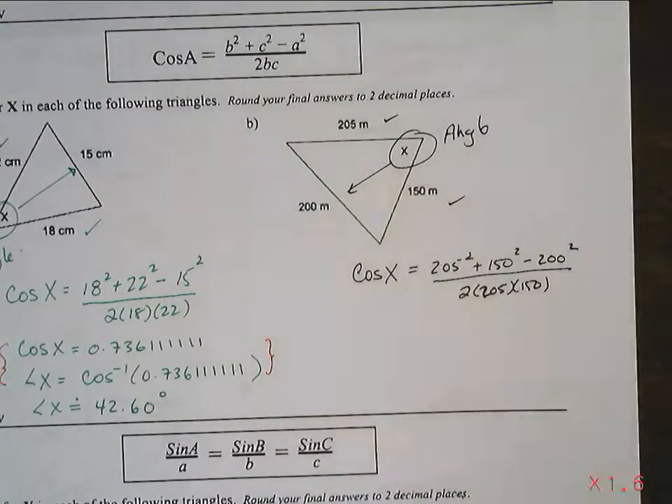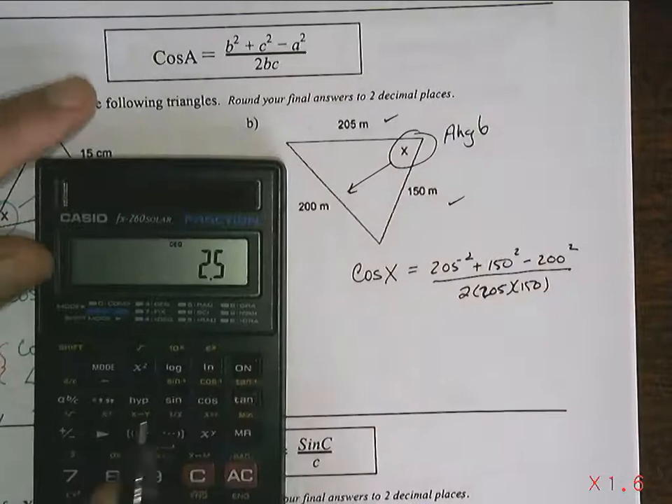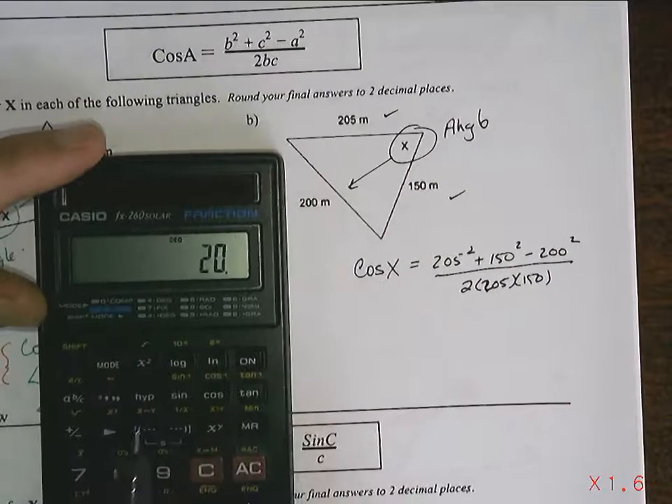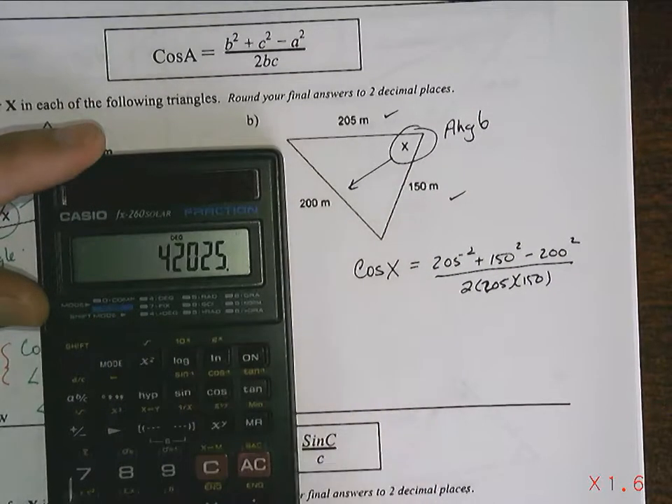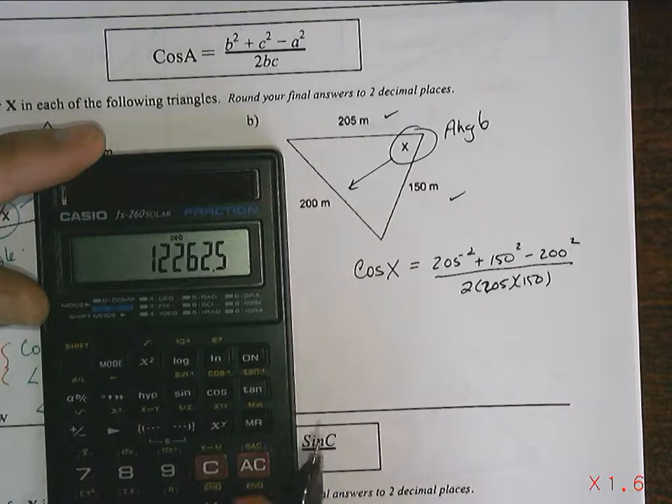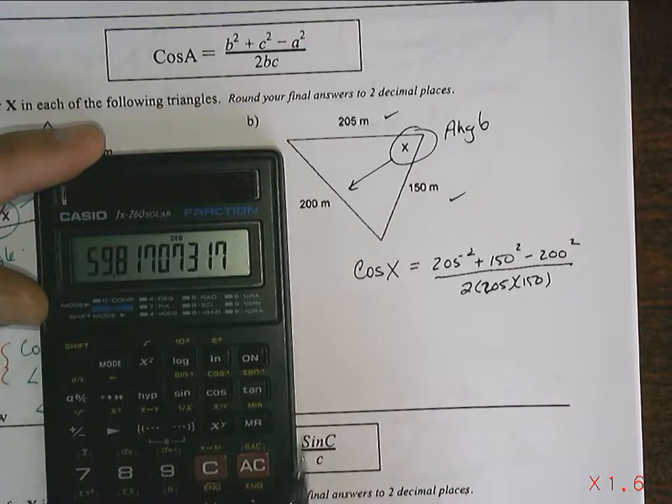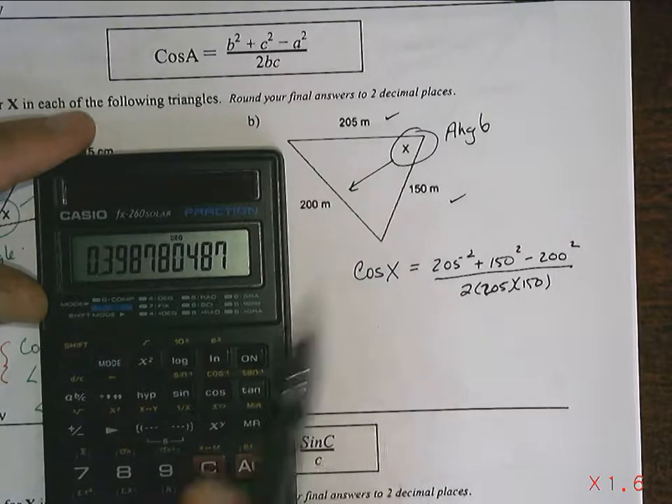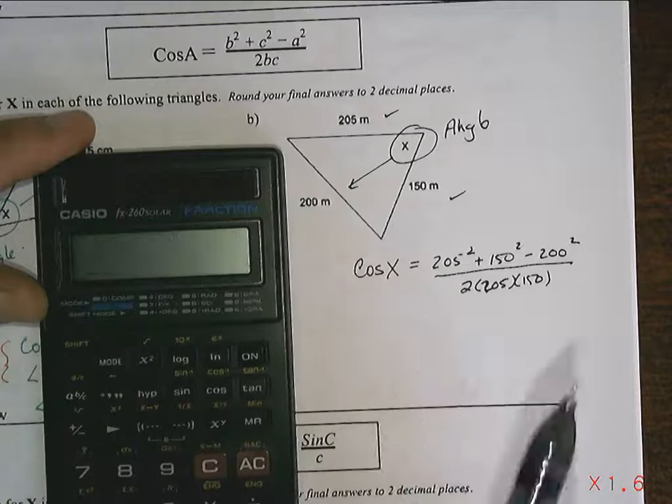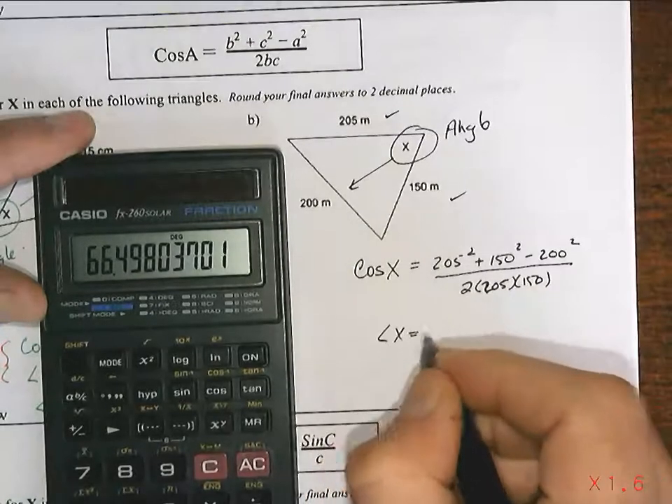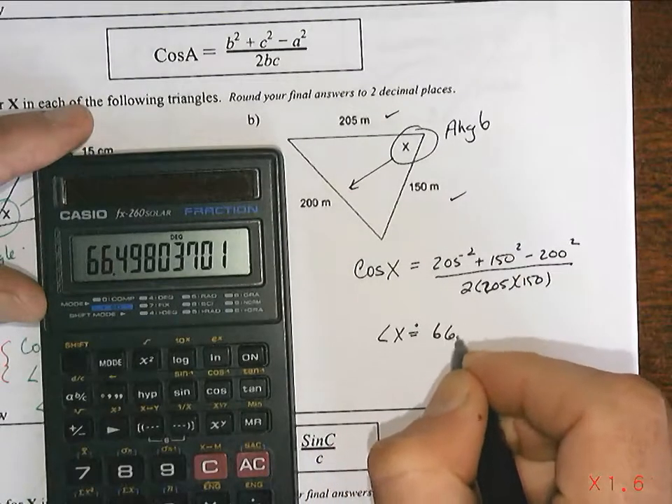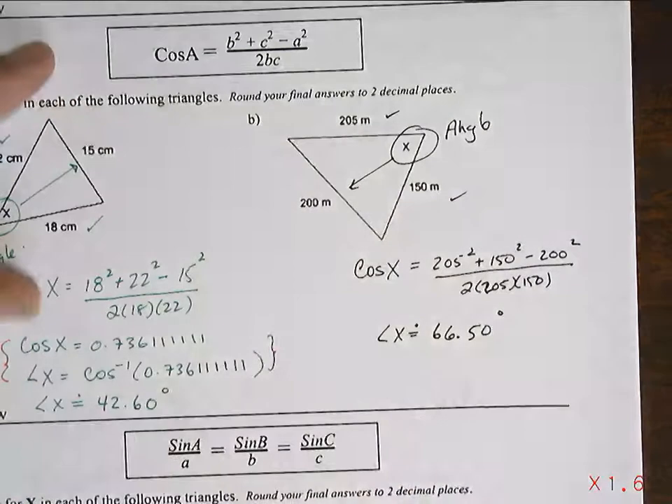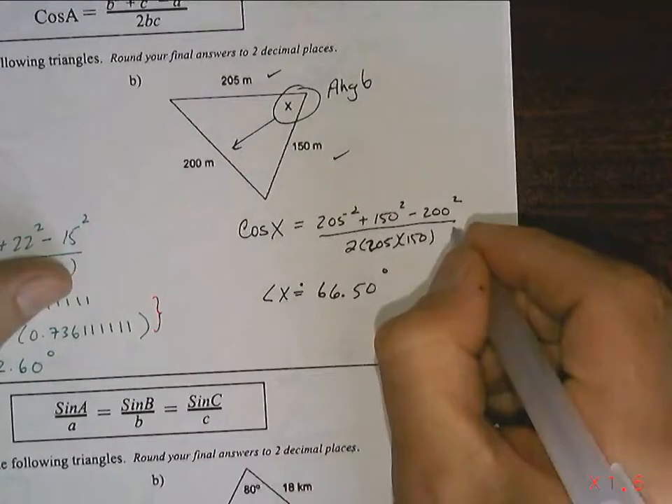Using my calculator, it's going to be 205 squared plus 150 squared equals, take away 200 squared equals, divided by 2 equals, divided by 205 equals, divided by 150 equals. That's the decimal for the cosine of x. We want the inverse of it. So second function cosine, angle x equals approximately 66.50 degrees.